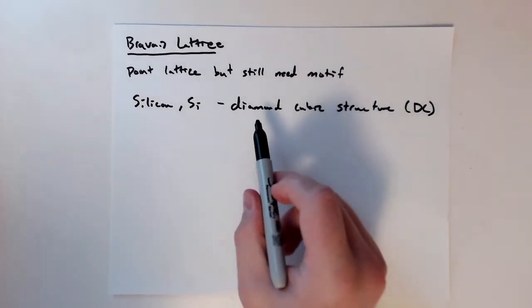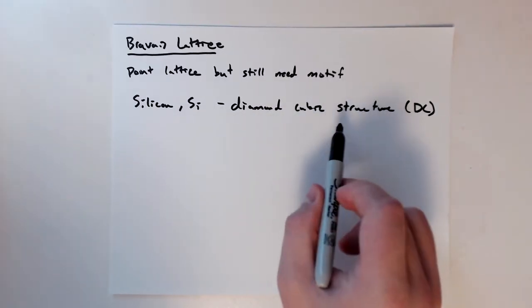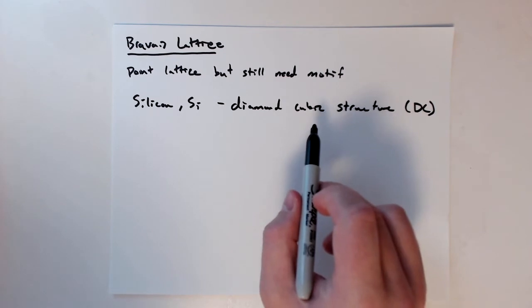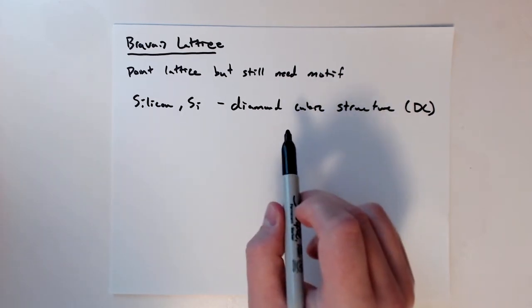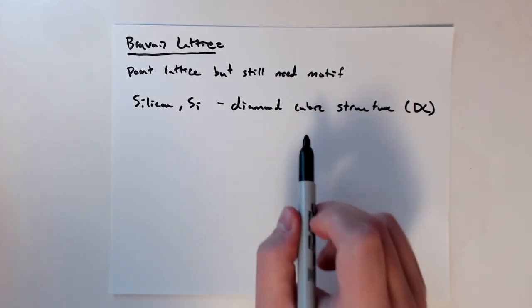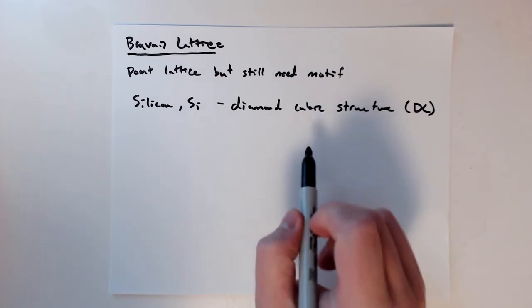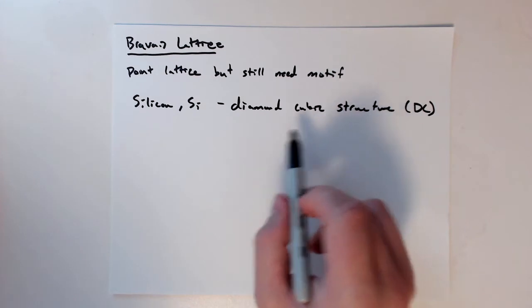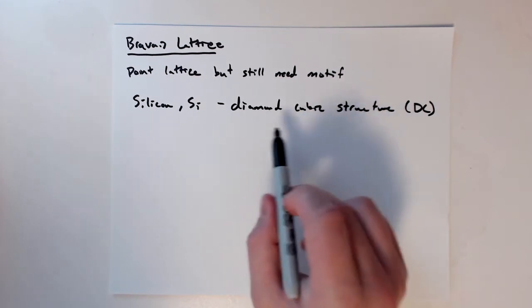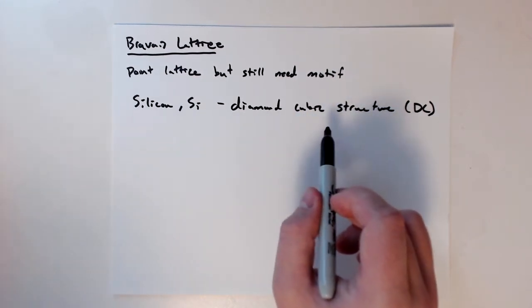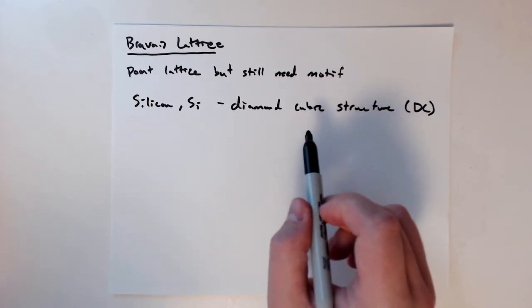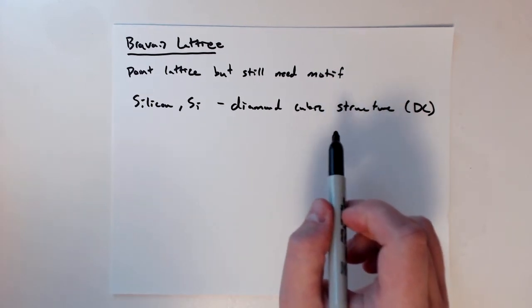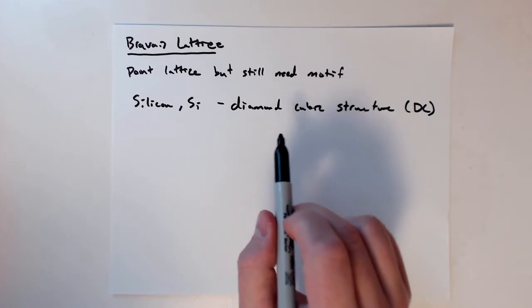So if you think about this, the diamond cubic structure is not a Bravais lattice, right? If you go back and look, we only have primitive cubic, body-centered cubic, and face-centered cubic in that geometric configuration. So diamond is not a Bravais lattice. This is a crystal structure, which means it has atoms, ions, or molecules associated with a Bravais lattice.